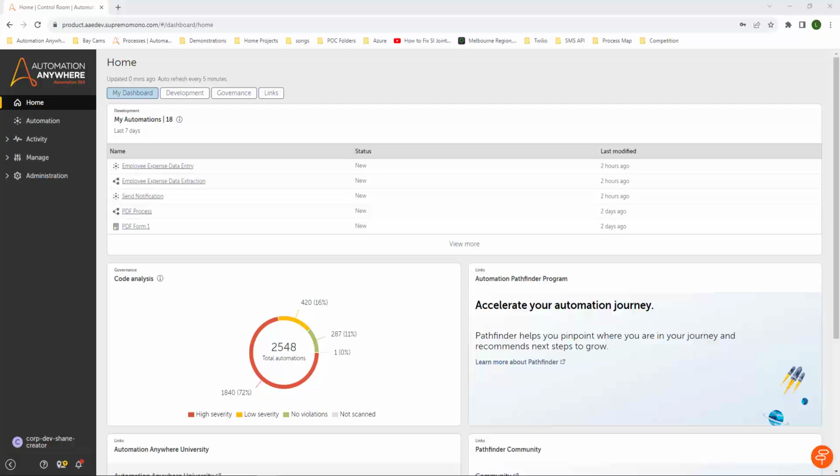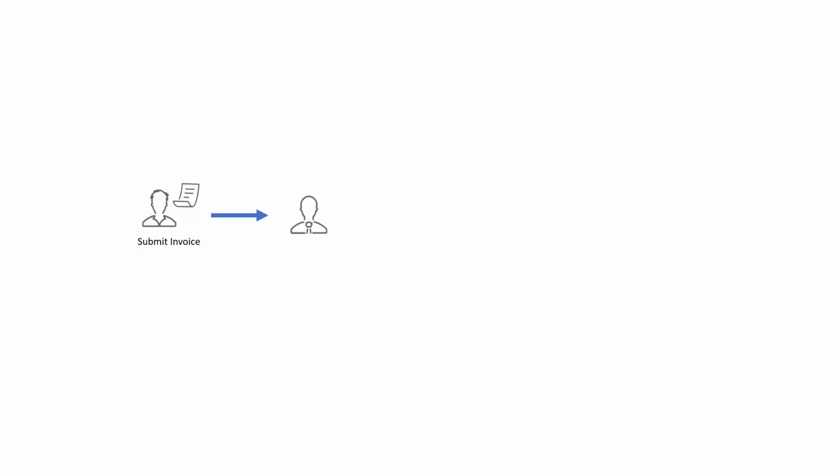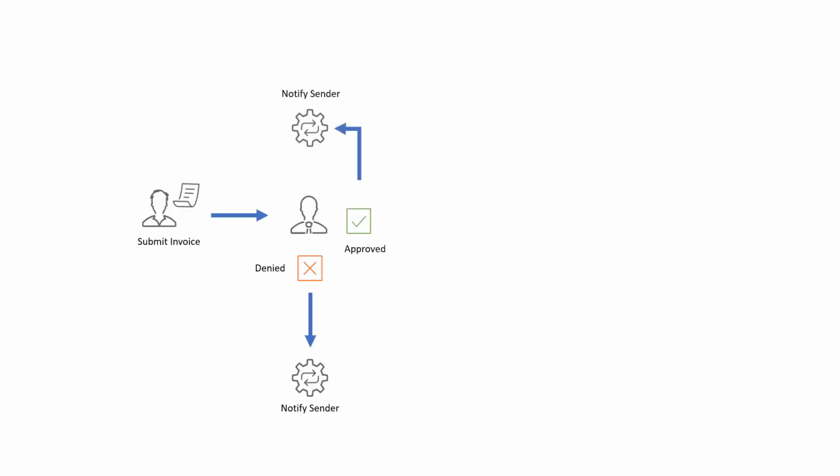Let's take a look at how we would build the following workflow within Automation Anywhere. An employee wants to submit an invoice to their manager for approval. The manager will either deny that invoice, in which case the employee will be notified, or they will approve the invoice, again, in which case the employee will be notified.